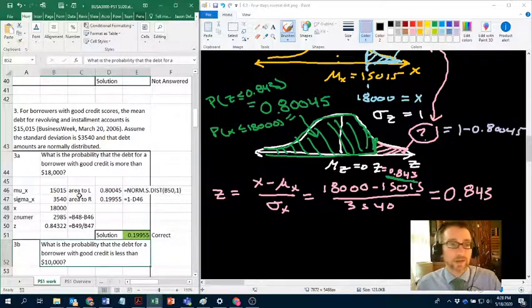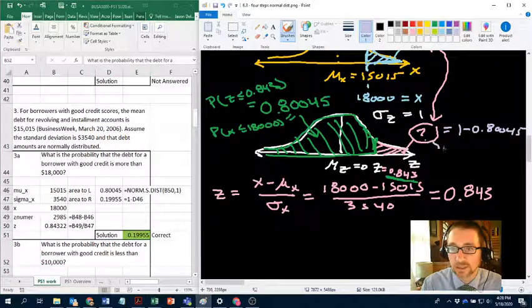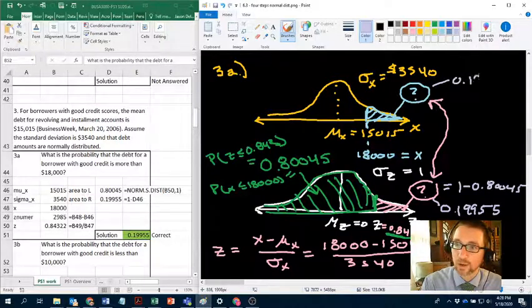That's the correct answer, right? That's the answer to what is the probability that a debt for a borrower with good credit is more than $18,000. Well, the area to the right here in the z-curve is 0.19955. And then because we engage in a careful process to produce this, that means that this also is 0.19955.